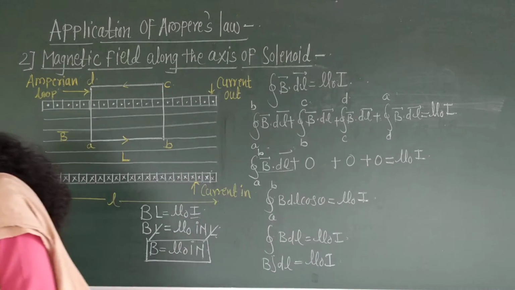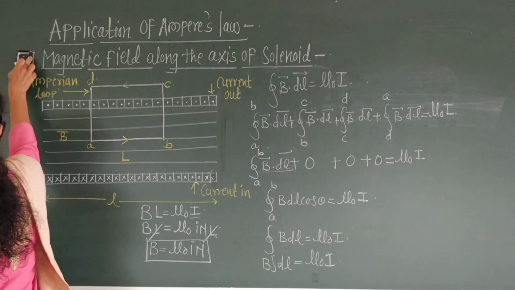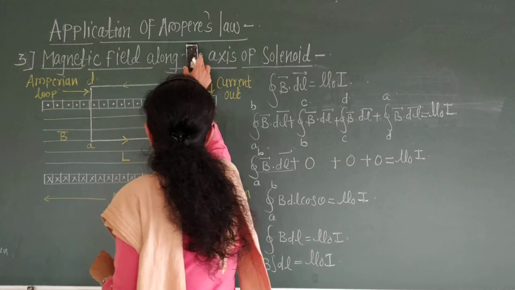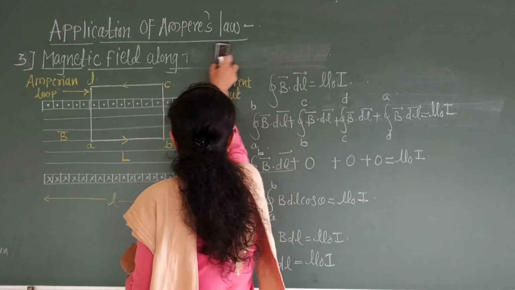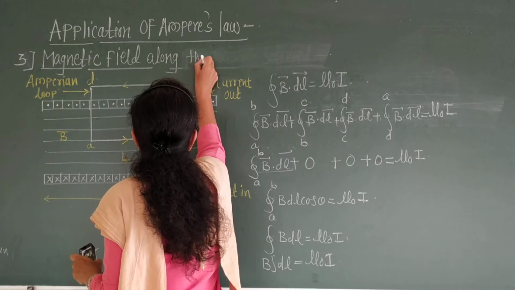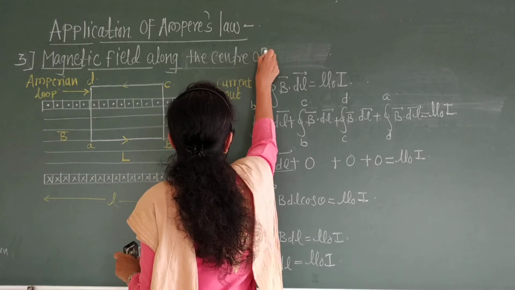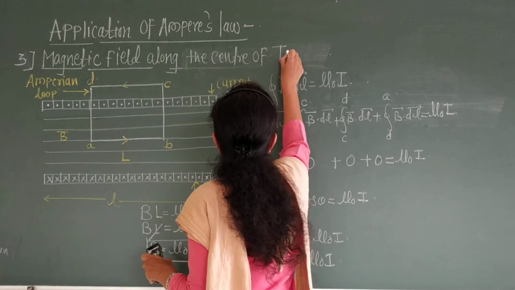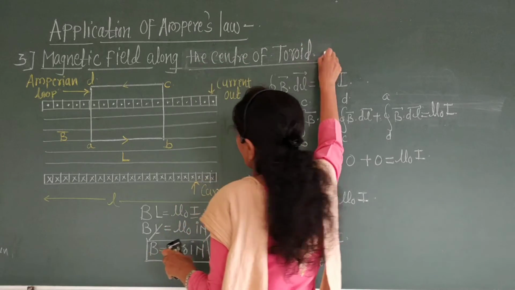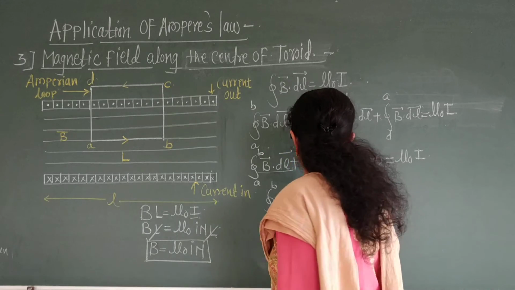Now, third application. In third applications, we have to find out the magnetic field along the center of toroid. This is our third application. Okay. See this.